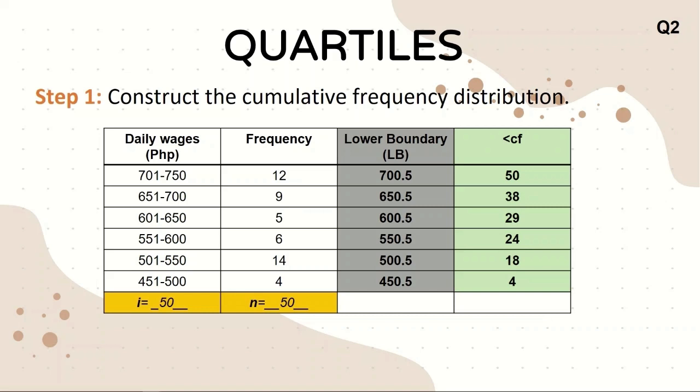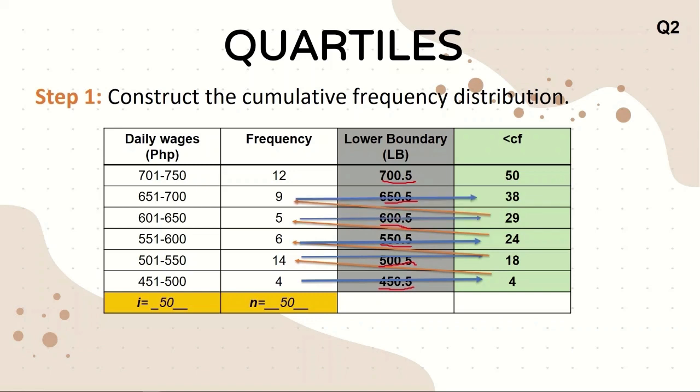cumulative frequency distribution table. The lower boundaries are 450.5, 500.5, 550.5, 600.5, 650.5, 700.5. And then the less than cumulative frequency is 4 plus 14 is 18, 18 plus 6 is 24, 24 plus 5 is 29, 29 plus 9 is 38, and 38 plus 12 is equal to 50. The class interval is 50, and the total frequency is 50.